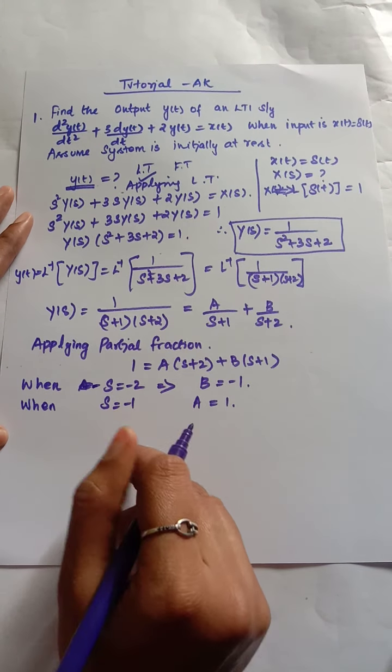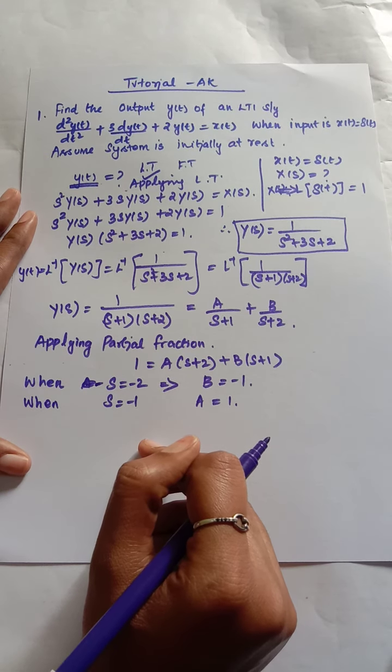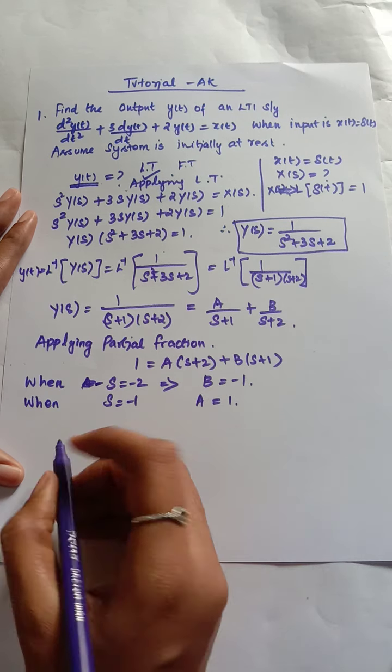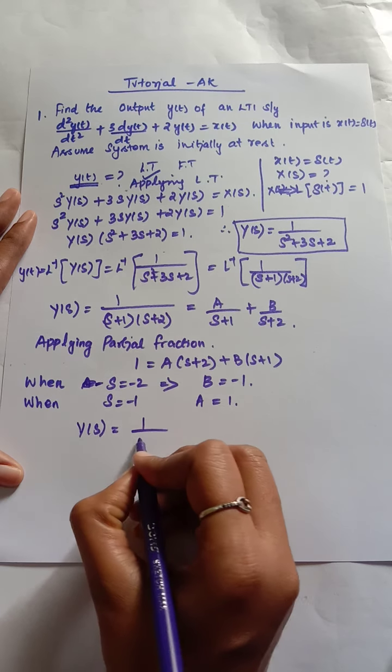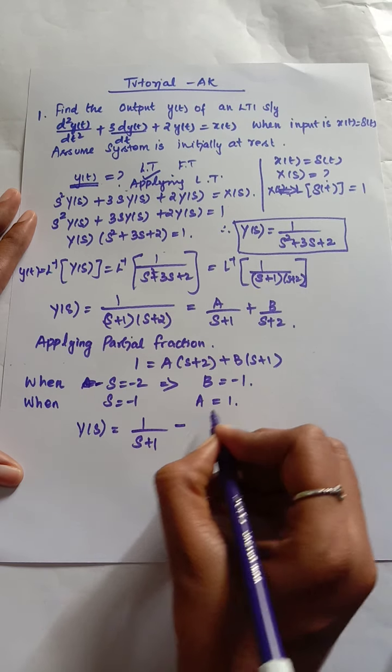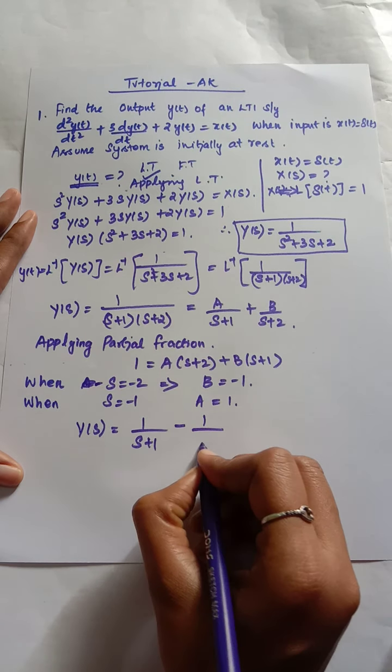I think you are already familiar with all these partial fractions. So applying partial fractions, what I am getting is y of s is equal to 1 by s plus 1, minus 1 by s plus 2.